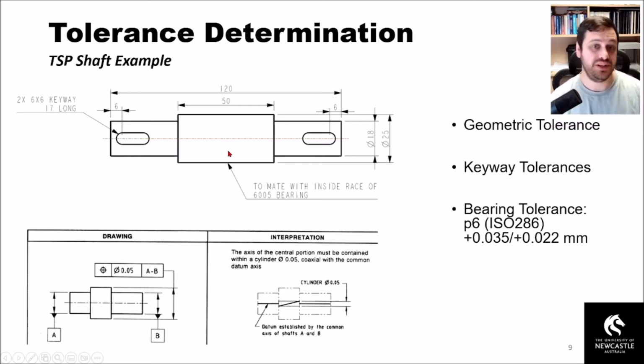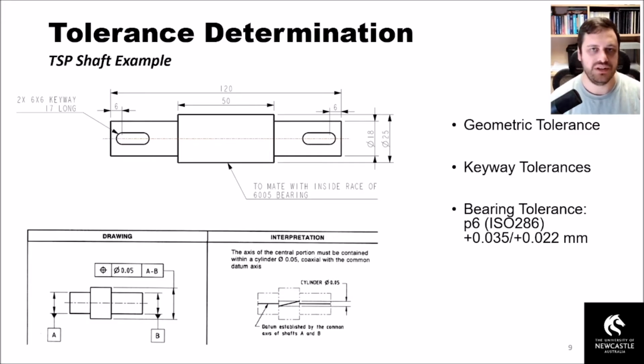Okay, so let's jump into some examples of how to do tolerance determination. What we're going to use firstly is the TSP shaft example, and then we'll work through the other example as well. What we're expecting you to do for the shaft example in your TSP this week is to identify one geometric tolerance, two keyway tolerances, and also a bearing tolerance.